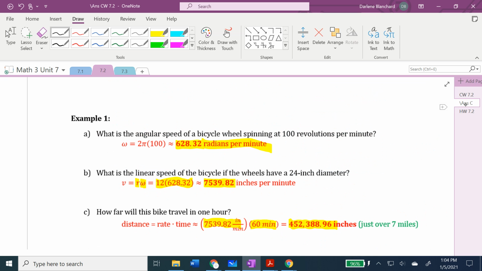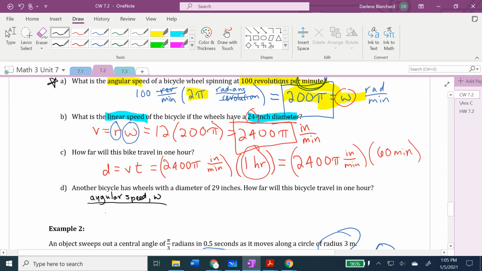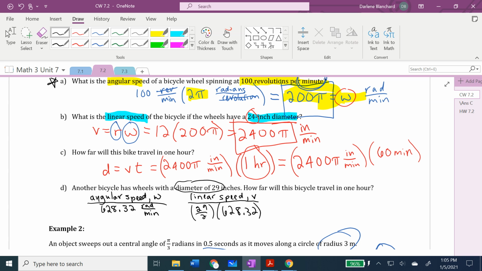And I want to write that as a decimal. 200 pi is 628.32. To go from angular speed to linear speed, I multiply the angular speed by the radius. If the diameter is 29 inches, then the radius is 29 halves. And let's multiply that together. Are you guys using your calculators? Make sure you do this with me. That way it makes sense when you work on it with your homework.